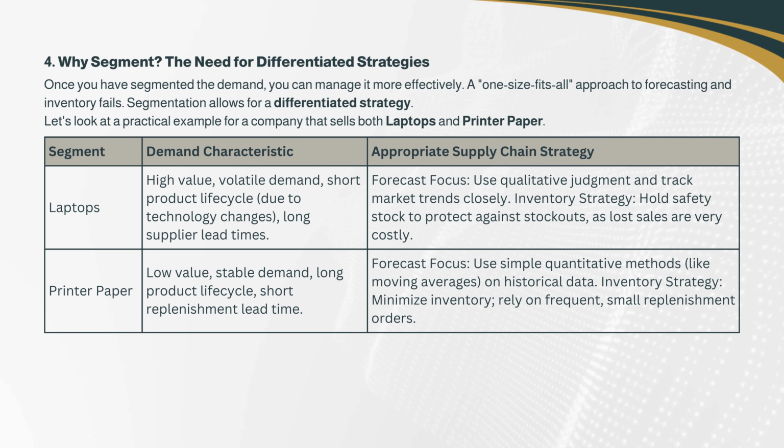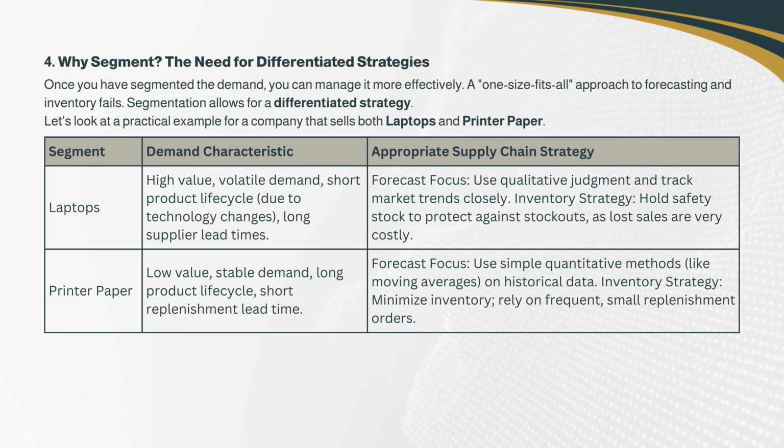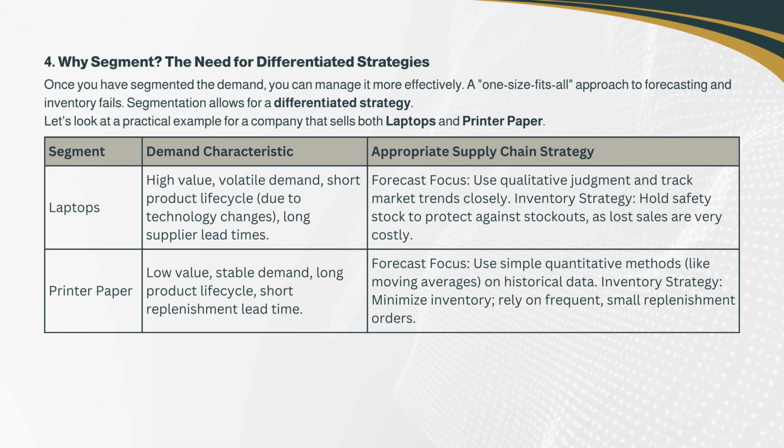Appropriate supply chain strategy: forecast focus. Use qualitative judgment and track market trends closely. Inventory strategy: hold safety stock to protect against stockouts, as lost sales are very costly. Printer paper: low value, stable demand, long product lifecycle, short replenishment lead time. Forecast focus: use simple quantitative methods, like moving averages, on historical data. Inventory strategy: minimize inventory. Rely on frequent, small replenishment orders.